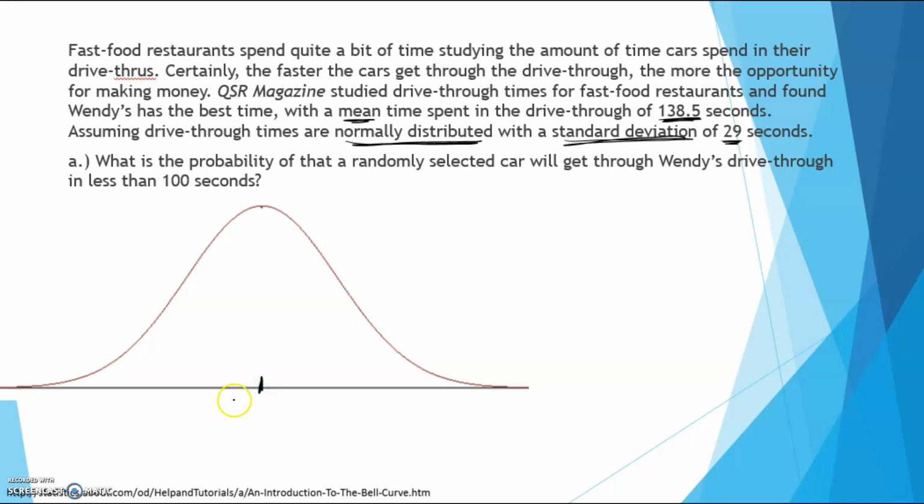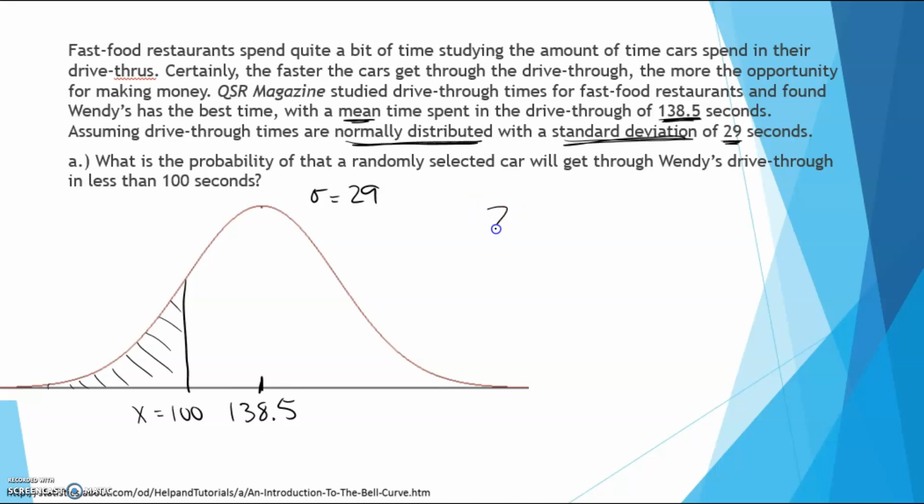So we can go ahead and say, all right, this is 138.5. And I'll put somewhere up here, my standard deviation is 29. What's the probability that a randomly selected car will get through the Wendy's drive-thru in less than 100 seconds? Well, 100 seconds we'll say is about right there. Now remember, this is an x value. We're trying to find the probability that it is less than 100 seconds. So that would be to the left of that spot right there.